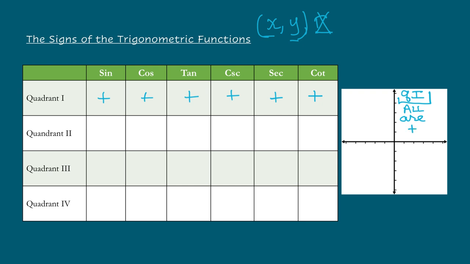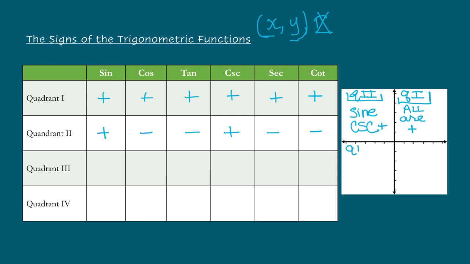In quadrant 2, however, we have a negative x but a positive y. So when we use the ratios that have those values, only our sine and our cosecant are going to be positive. So sine will be positive and cosecant will be positive over here, and everything else will be negative.